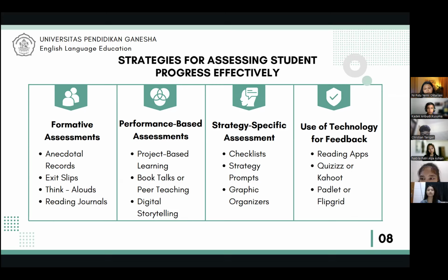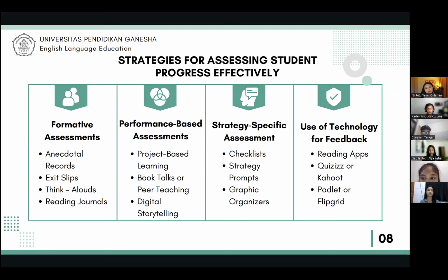Now I would like to continue about the third and fourth strategy for assessing student progress effectively. The third one is strategy specific assessment. When we teach student-specific reading strategies, we should also check if they are using them, not just if they understand the text. For example, first, use checklists while students read to see if they apply strategies like visualizing or summarizing.